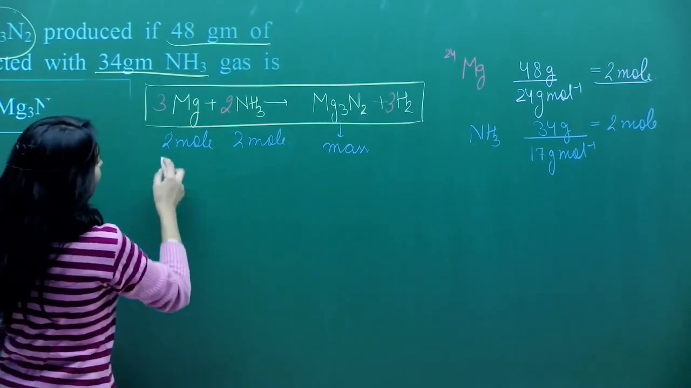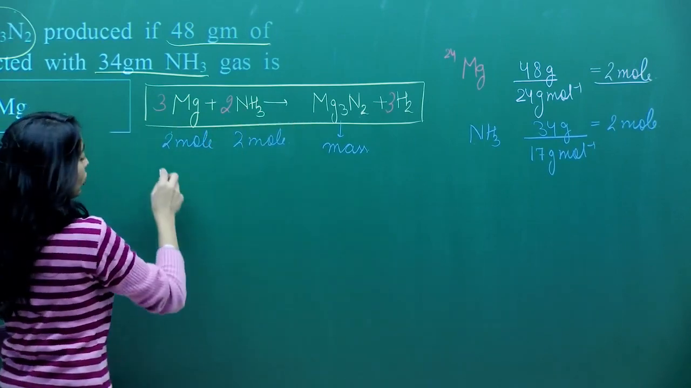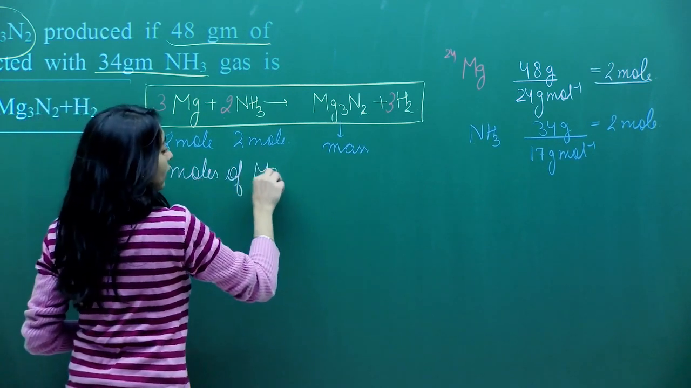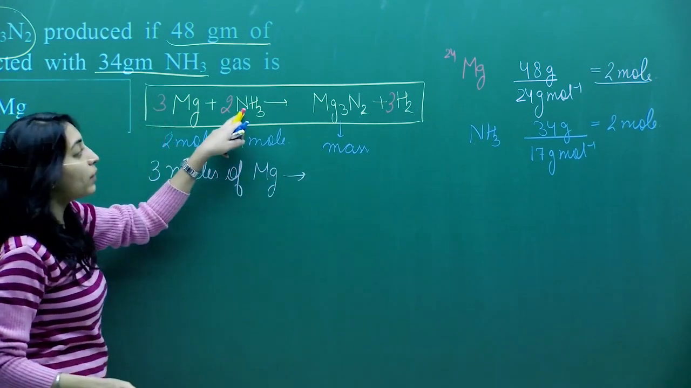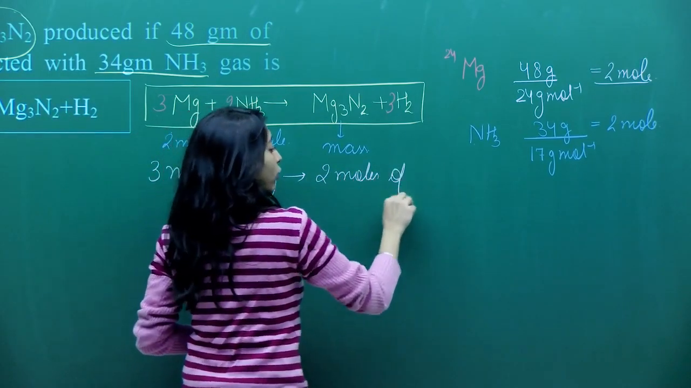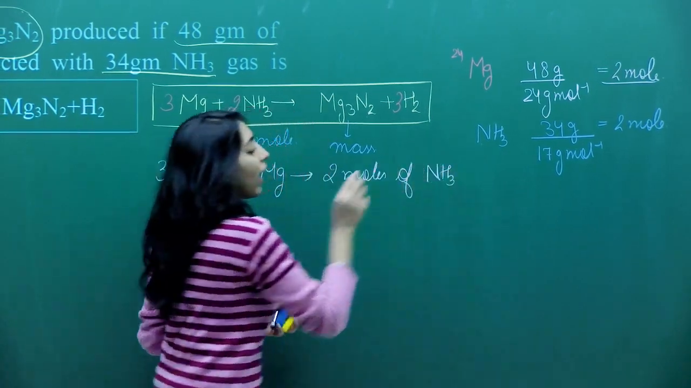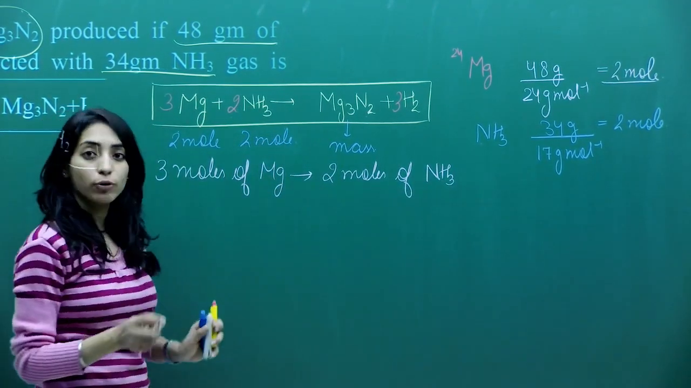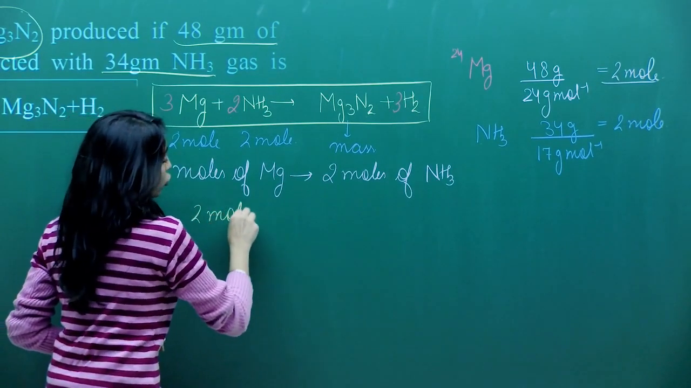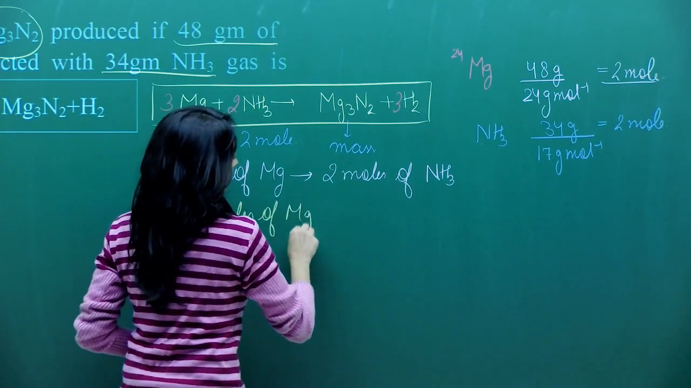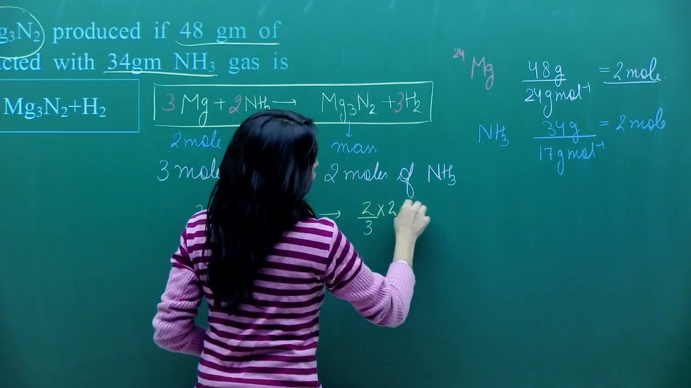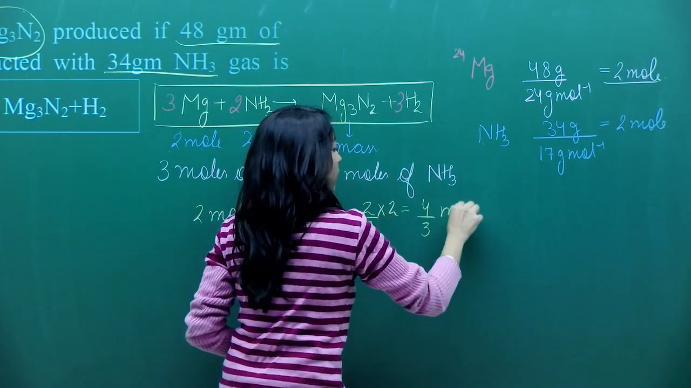Okay, can I say according to the stoichiometric coefficient, 3 moles of magnesium needs how many moles of ammonia to react? 2 moles. 2 moles of ammonia are needed for 3 moles of magnesium to react. How many moles do I have? 2 moles. So for 2 moles of magnesium, we need how much ammonia? 2 by 3 into 2, which is something 4 by 3 moles.